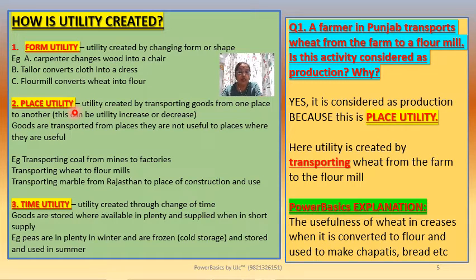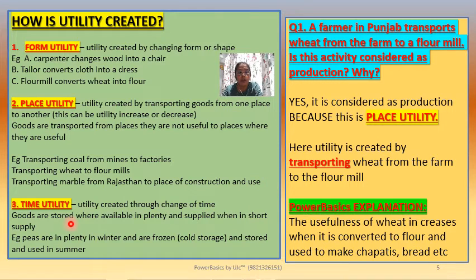Place utility. Utility created by transporting goods from one place to another. This utility can increase or decrease. Goods are transported from places where they are not useful to places where they are useful. For example, transporting coal from mines to factories. You're transporting the good from one place to the other. In the factory it is being used, so value is being added to it. Transporting wheat to flour mills. Transporting marble from Rajasthan to place of construction and use. So you're transporting a good for its value to increase. This is called place utility.